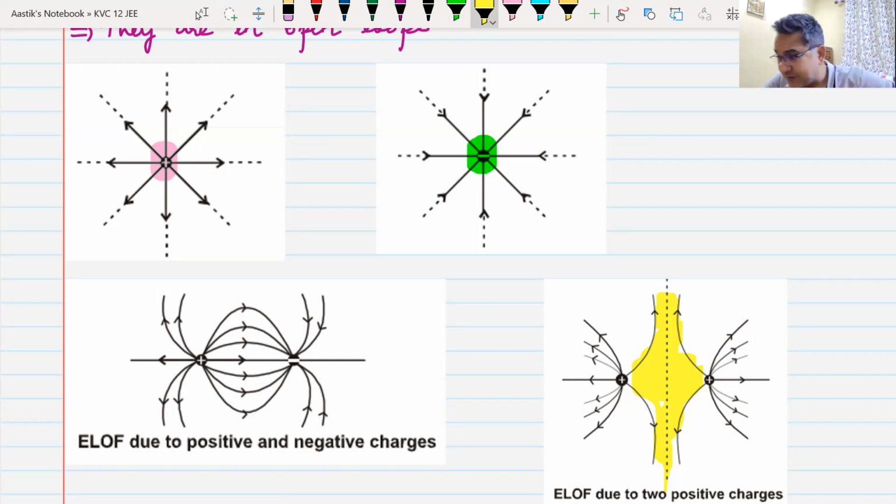Everything about these electric field lines or electric lines of force is theoretical, and you must remember them. Let me know once you have noted it down, so that I can move ahead in life.